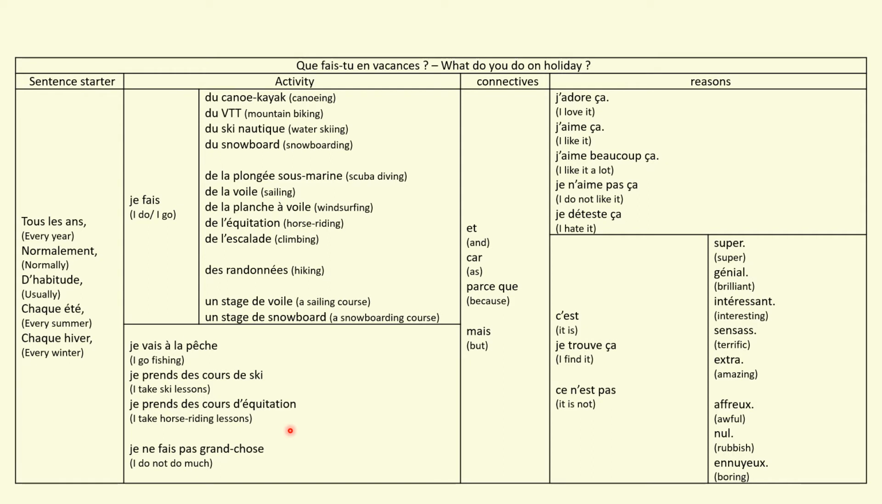Excellent. Well done for saying all those words out loud. It's going to be really important so that you can practice your pronunciation. So like I said, at the end, you've got reasons why. J'adore ça, j'aime beaucoup ça, je n'aime pas ça, je déteste ça, c'est super, c'est génial, c'est intéressant, or, je trouve ça sans sas, je trouve ça extra, ce n'est pas affreux, ce n'est pas nul, ce n'est pas ennuyeux. You can combine them, ce n'est pas super, je trouve ça affreux, c'est ennuyeux.